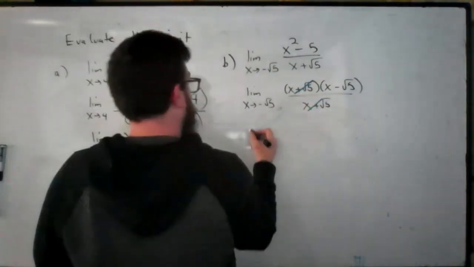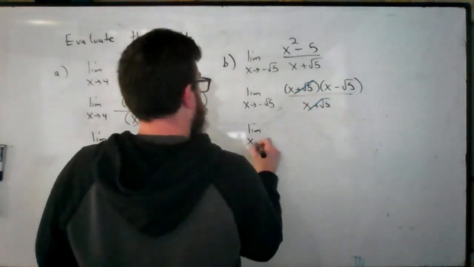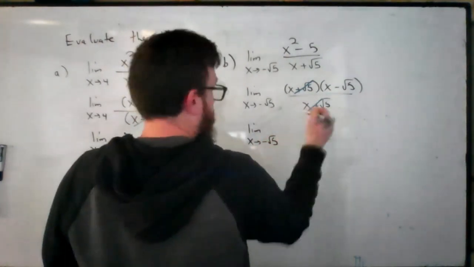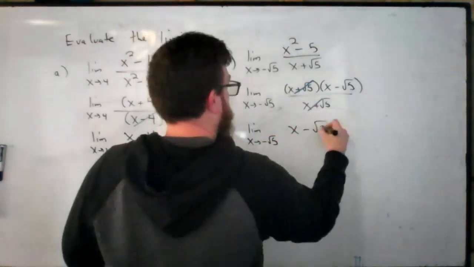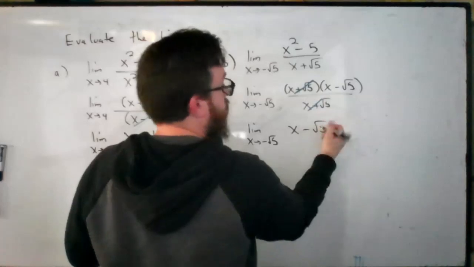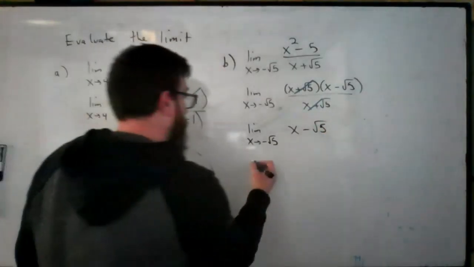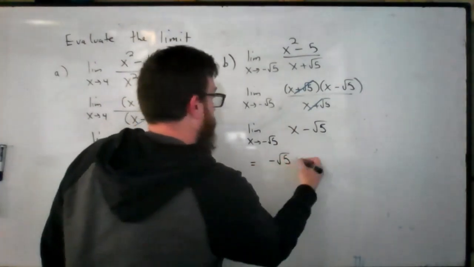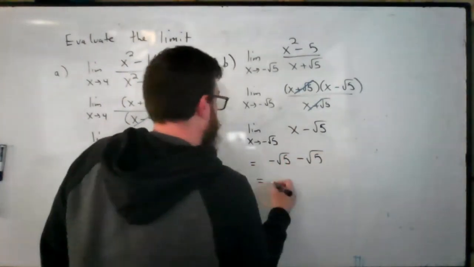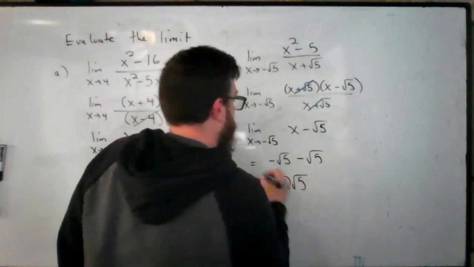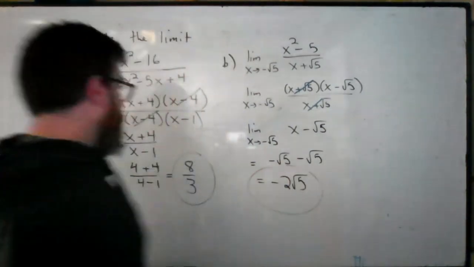So this is going to be equal to the limit as x approaches negative root 5 of the simplified expression. Notice this function is now defined at negative root 5, which means I can just plug it in. So minus root 5 minus another root 5 is going to be minus 2 root 5. That's going to be our limit here.